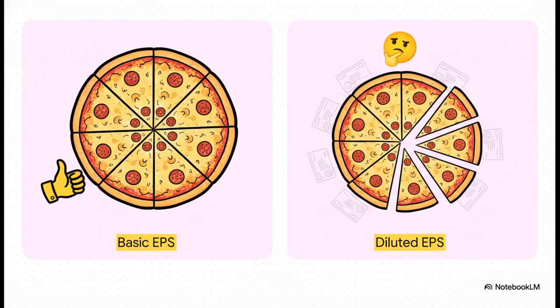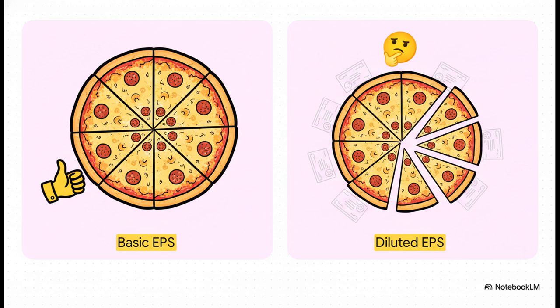This right here is absolutely key. Basic EPS, which we just calculated, gives you a snapshot based on the shares that exist today. Diluted EPS, on the other hand, asks a really powerful what-if question. What if every single one of those employee stock options were exercised right now? What if all that special debt was converted into stock? All those potential new shares get added to the bottom of the fraction.